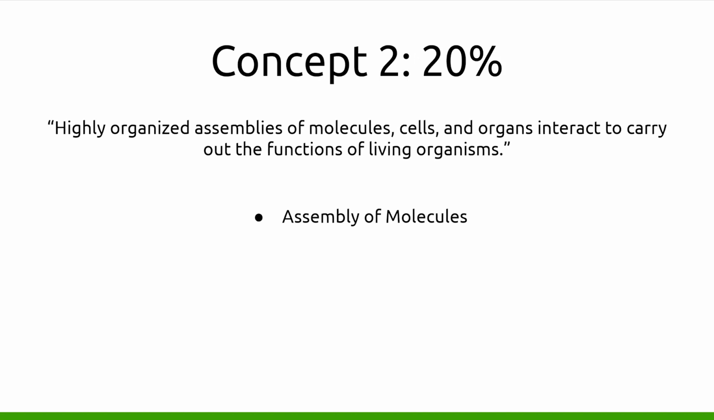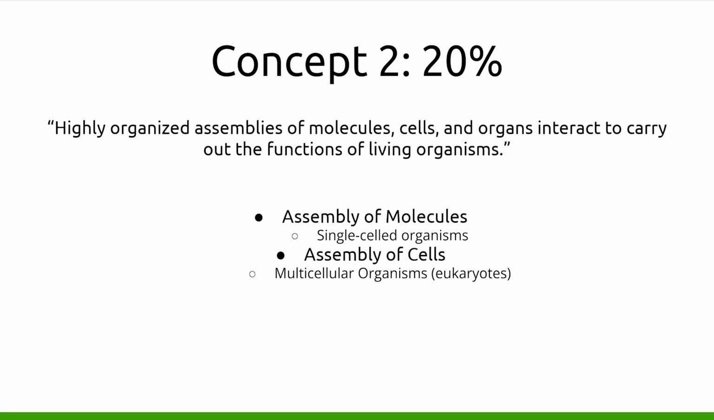So assembly of molecules, what does that mean? So if I've got a single-celled organism, how are things going to be assembled versus multicellular organisms? Then we're going to have assembly of cells. So if I have assembly of cells, that's clearly not going to happen in single-celled organisms. We're going to only have that in multicelled organisms. And so how is that going to occur? Any multicellular organism is most commonly referred to as eukaryotes. And so really thinking about eukaryotes, how are cells assembled into different things within eukaryotes?